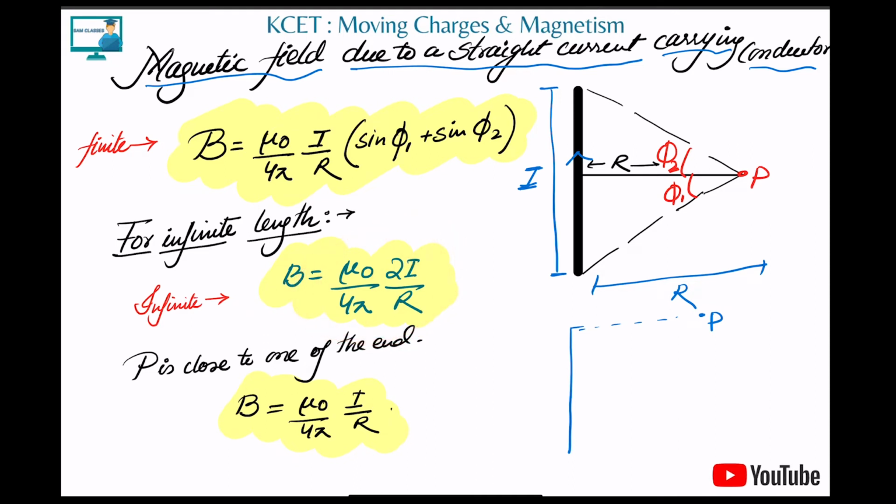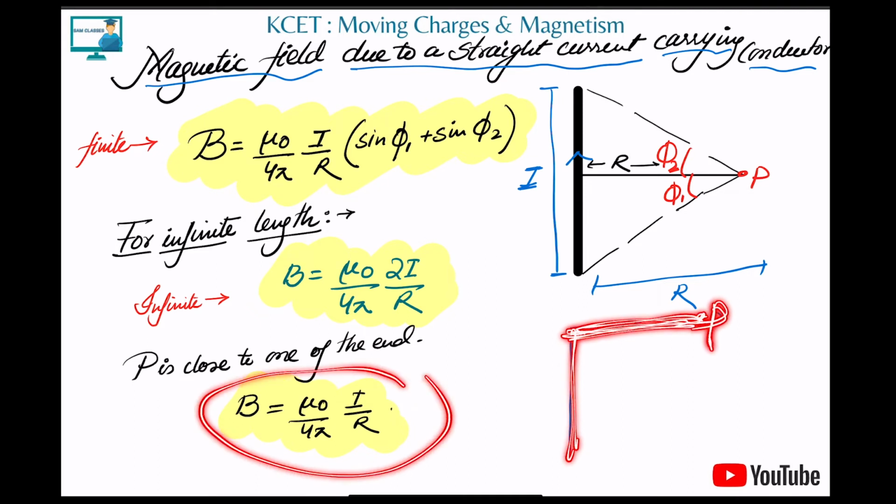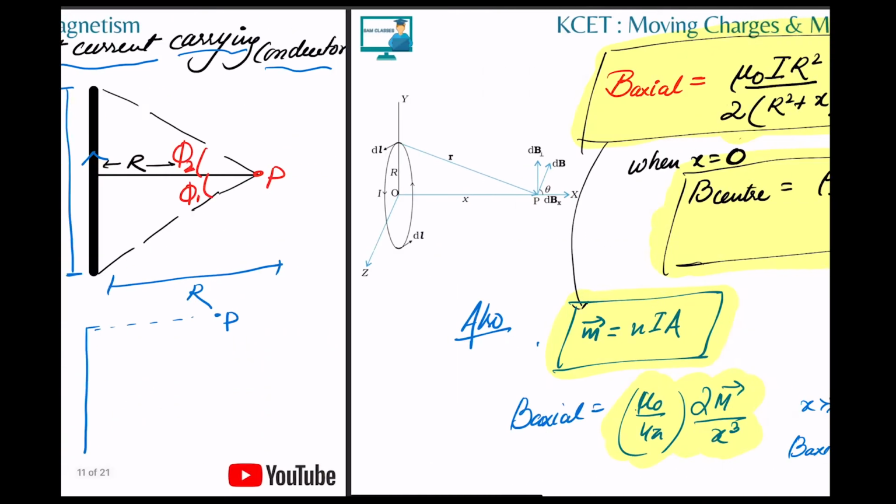Now if the wire is infinite, but at one end we just need to find it, at the horizontal part we want to find, so at one end it will be just half of that. So mu naught by 4 pi into I by r. Now let's see the next page.